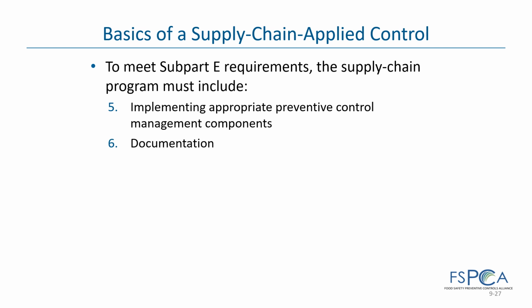These are the last couple of required components for a supply chain applied control. Number 5 says implementing the appropriate management components. So just like our other preventive controls, we have required management components that we need to make sure we're doing to make sure that this control is being implemented as it was designed and that it is actually still effective. And then number 6, documentation. If you didn't write it down, it didn't happen. So keeping track of all of these documents and all of these COAs and all of these audits is absolutely critical to supporting the fact that the supply chain applied control is working as intended.